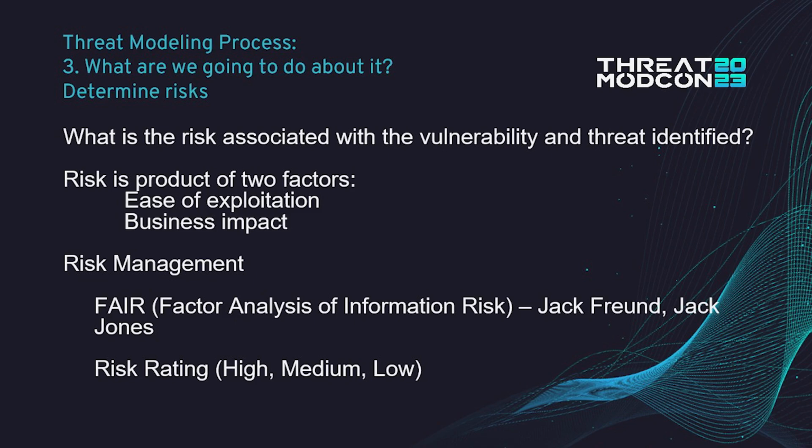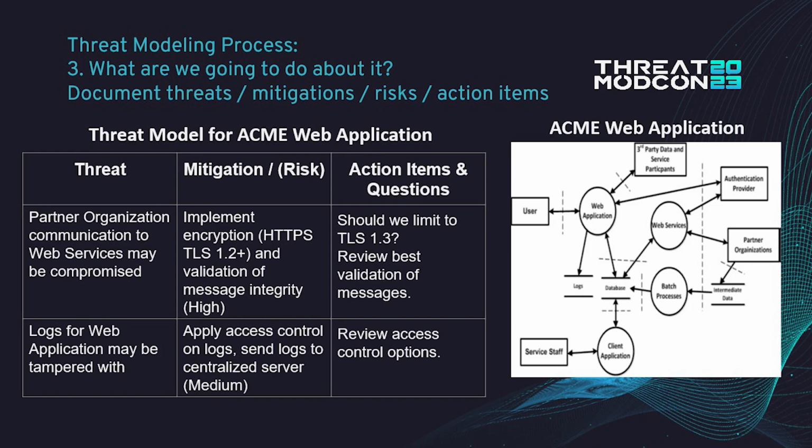And so revisiting our threat model, we have those two threats we identified. Mitigations: implement encryption, validation of message integrity, apply access control, and then we've determined some risk related to that. And then sometimes you might also determine some action items and questions as a result. Should we limit it to TLS 1.3? Maybe it's TLS 1.2 and up, or maybe it should just be TLS 1.3. Or maybe you need to review some other access control options and so on. So that may be a follow-up for you in terms of the mitigations you determine.